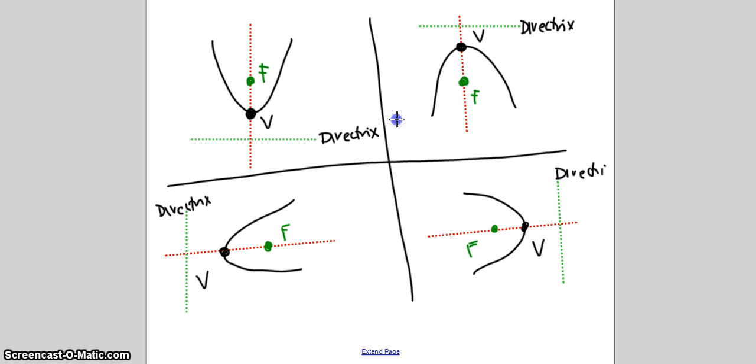And one last thing we're going to add is the distance from F, your focus, to your vertex, that's P. So the distance from in here would be P, in here would be P, and in here that distance is P. And I don't want you to forget that over here would be negative P, and here would be negative P, and here would be negative P, and in here would be negative P.